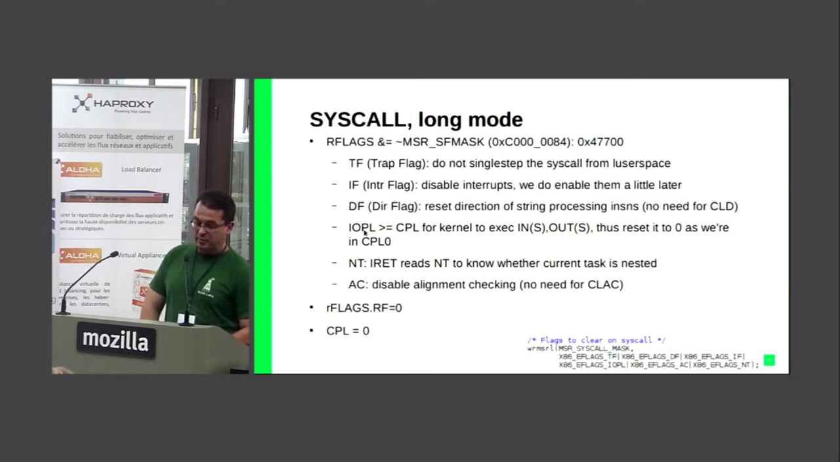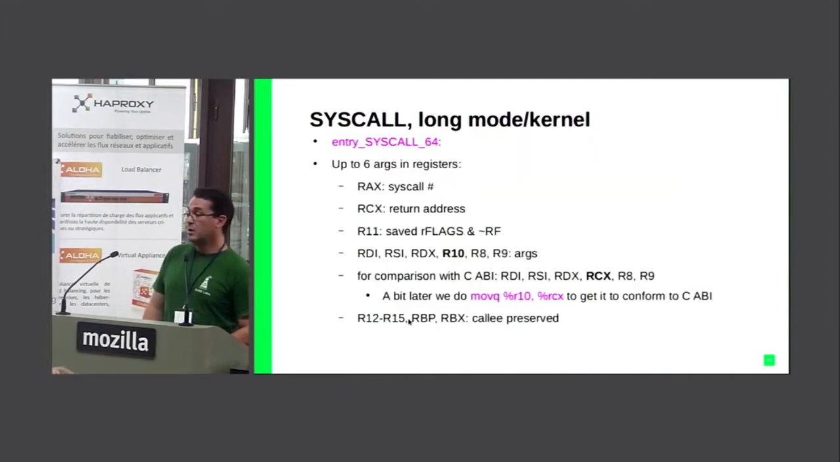The direction flag controls in which way you copy strings. We reset the privilege level so that the kernel can execute input and output instructions like INS, OUTS, and we reset the nested task flag, which is some remnant from 32-bit. We also disable alignment checking. We clear RF to zero, and we set the privilege level to zero. And now we are in the kernel. And now we execute the RIP, which is entry_SYSCALL_64.